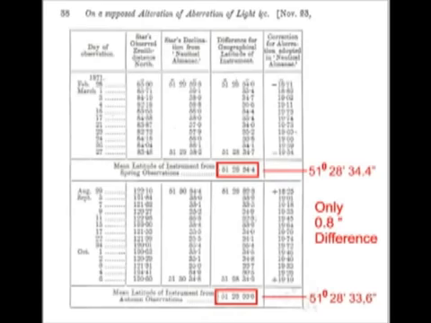In 1871, George Biddle Airy, the Astronomer Royal, performed this experiment. This is a copy from his original report. You can see that the two readings are virtually identical.